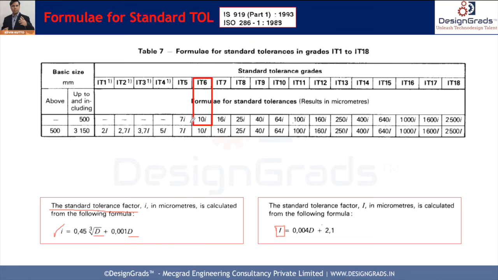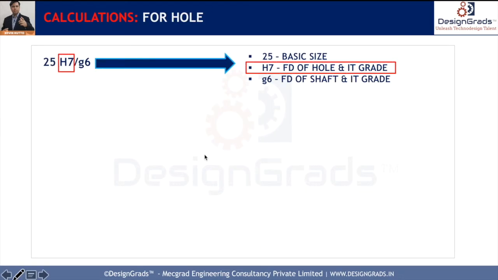Similarly, you can see here there are multiplication factors, so 10i, 16i. Once you calculate the i, we have to multiply it by 16, for example, in order to get the tolerance value for a particular dimension. That is the significance of this multiplication factor. But before multiplying it, we have to calculate small i or capital I based upon where the basic size lies. So let's begin with the hole first.